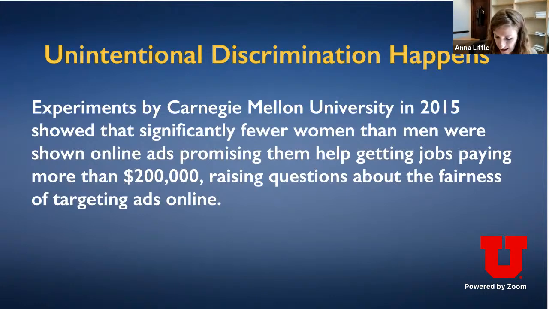And so yes, unintentional discrimination happens a lot, and it's closely related to data and how we use data. So there were experiments done by Carnegie Mellon in 2015 that showed that significantly fewer women were shown ads for high-paying jobs, for jobs where they would earn over $200,000, than men were. And so clearly that seems like discrimination. Men are getting ads for high-paying jobs and women are not.